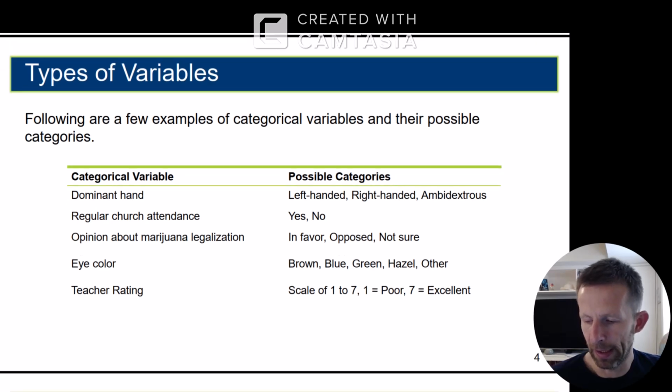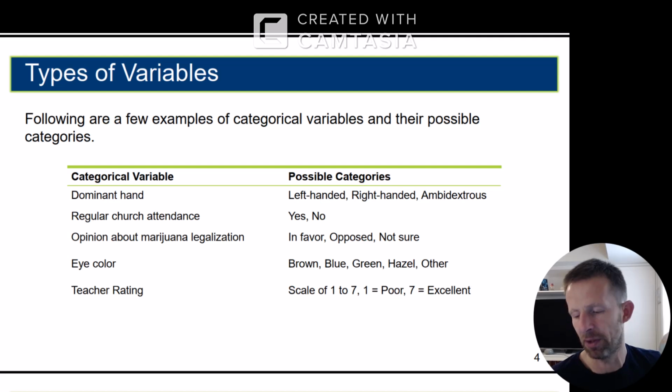So examples of categorical variables are your dominant hand, whether you attend church regularly, and in this case we want to define what we mean by regular church attendance. Opinion on marijuana legalization: you've got a couple options, in favor, opposed, not sure. So you've got three different options. Someone's eye color, assuming that we've got these 7 different categories.